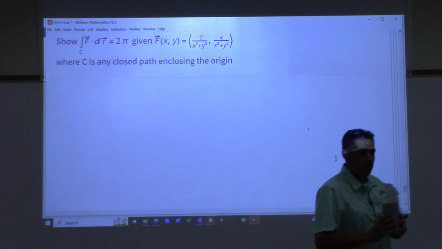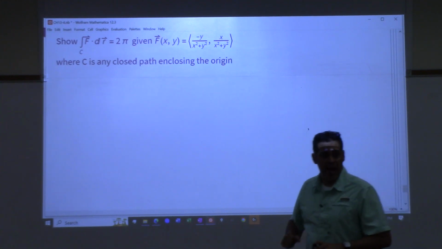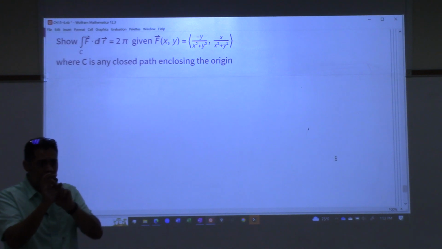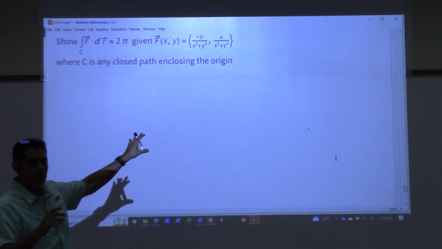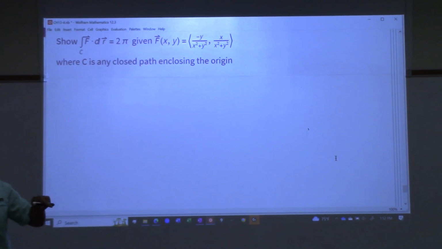What's that? Well, it's important to us, right? This says it has to have the origin in the path. So it could be infinitesimally small, just the origin. That's one path, yes. It could be an infinitesimally small path. That would be one path. We have to show that would give us 2 pi if we did this. But then it has to be any other path we could come up with that would also enclose the origin.